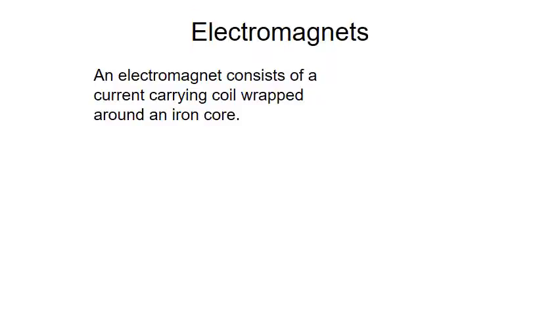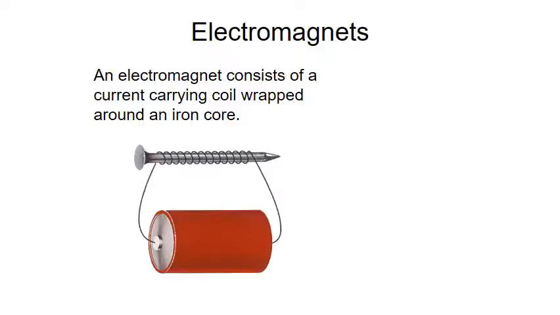So in the last lesson we looked at electromagnetic induction. In this lesson we'll look at ways that we can use electromagnetic induction in our everyday lives. An example of that is electromagnets. An electromagnet consists of a current carrying coil or solenoid wrapped around an iron core.